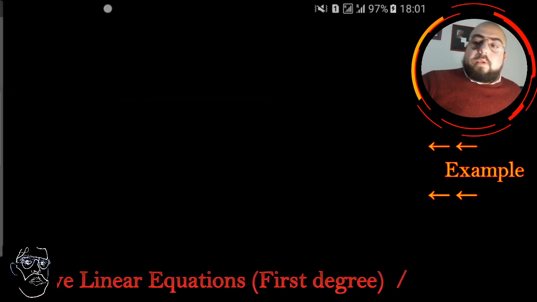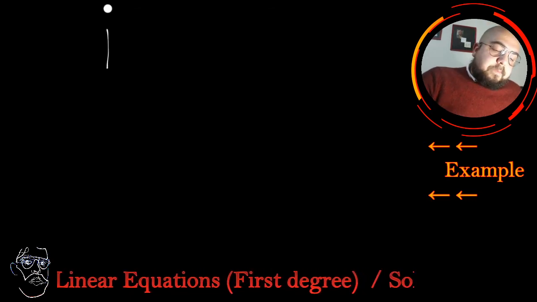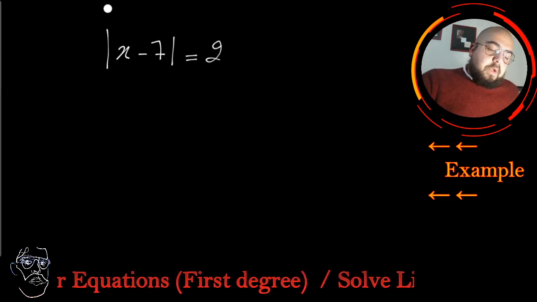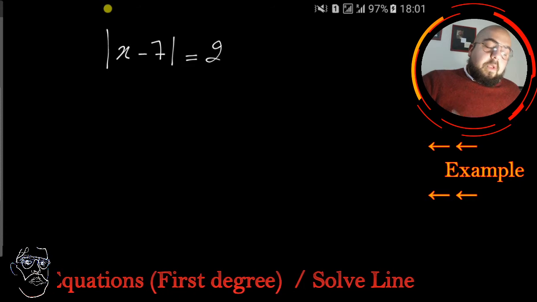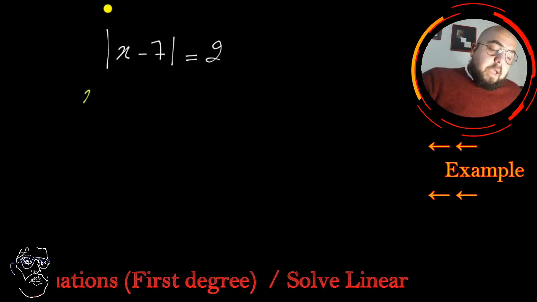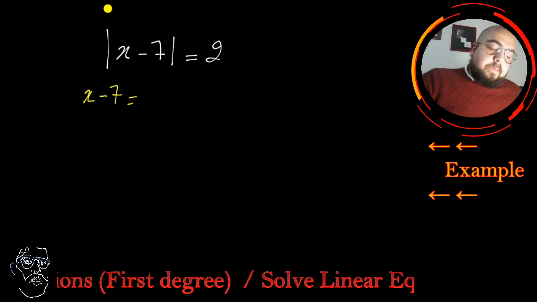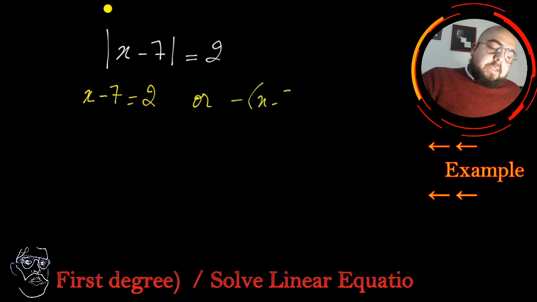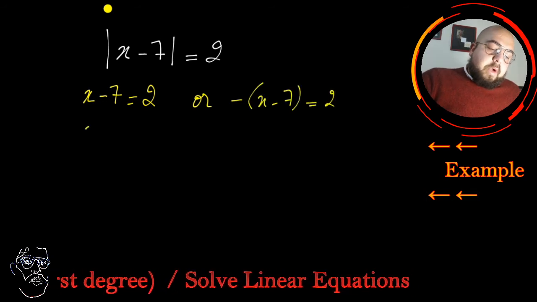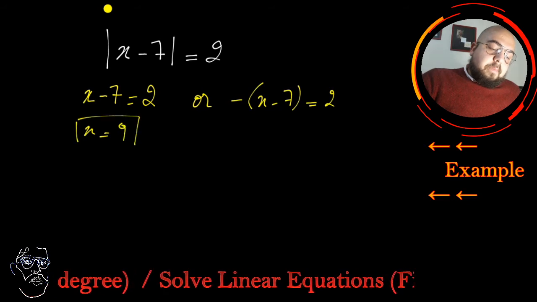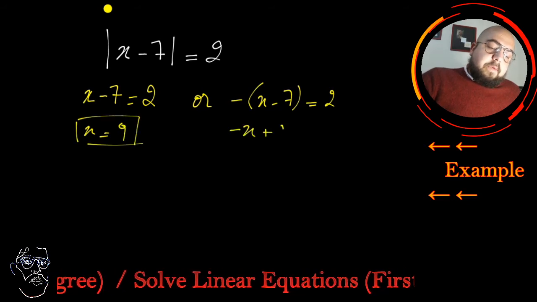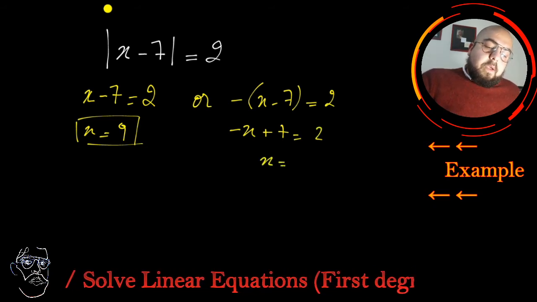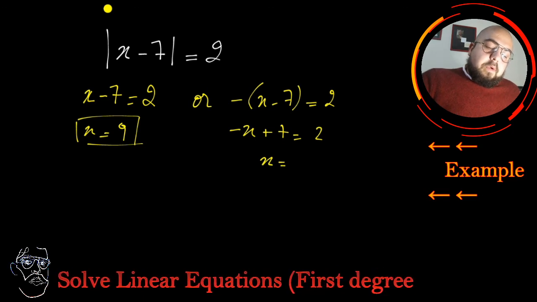Now, what about this equation? |x − 7| = 2. So you should pay attention. You will have to say x − 7 = 2, or −(x − 7) = 2. So x = 9, or −x + 7 = 2. X is equal to, in this case, we will have 5.